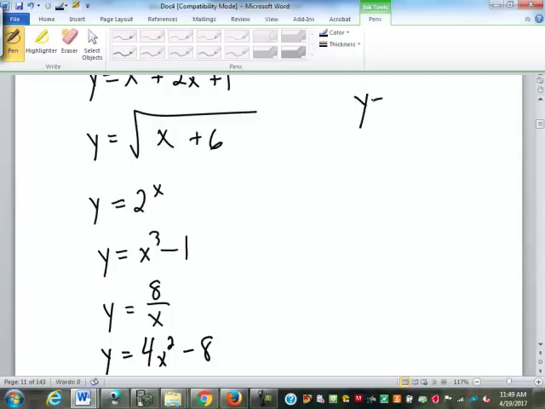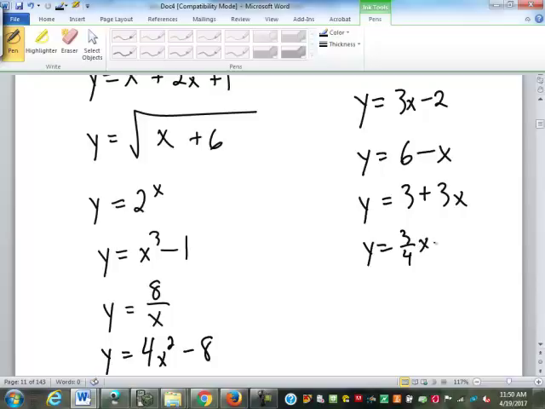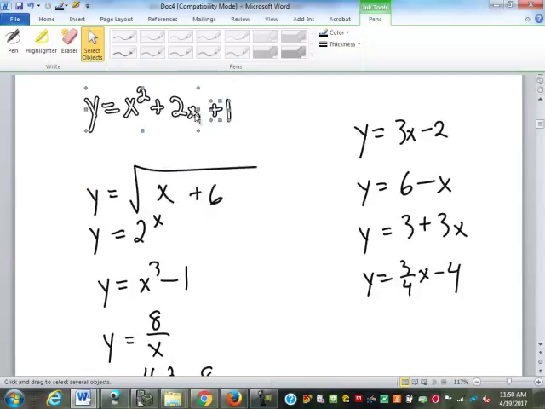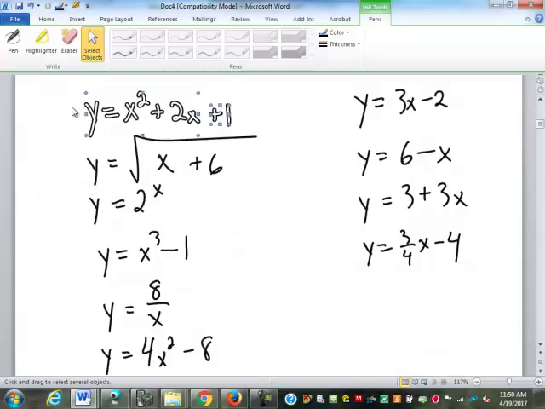Ones that did form lines were y equals 3x minus 2, y equals 6 minus x, y equals 3 plus 3x, and y equals 3/4 x minus 4. Should have written these a little smaller here. I'm going to go ahead and slide them in together. There, now we can get them all on the same page here.